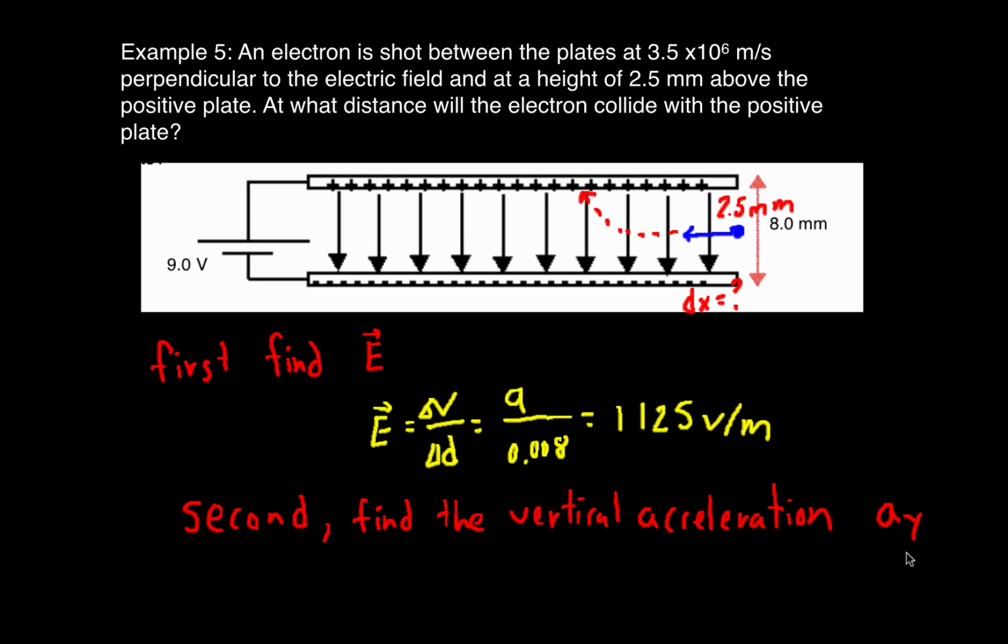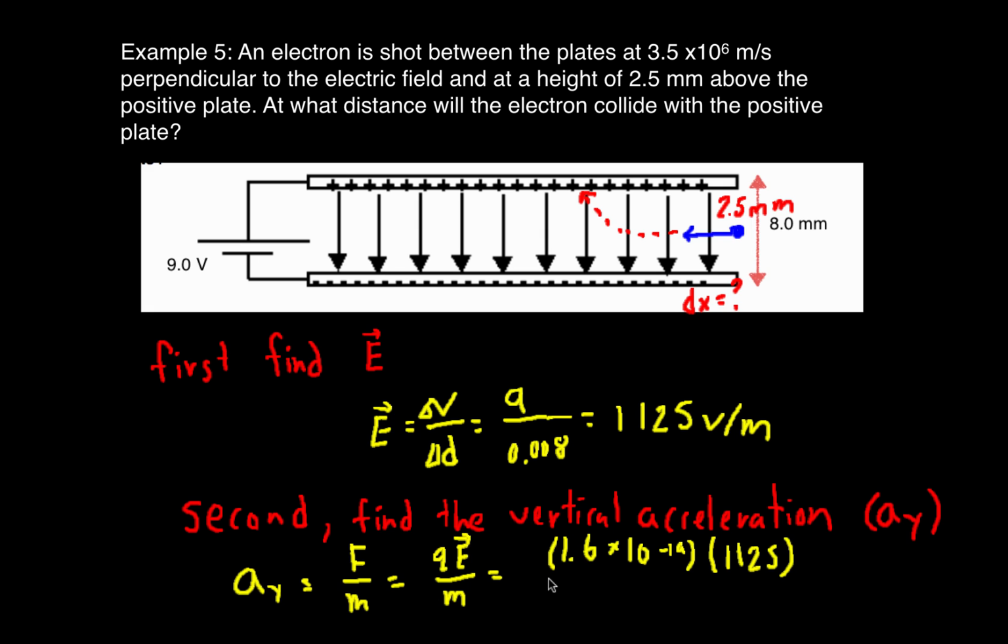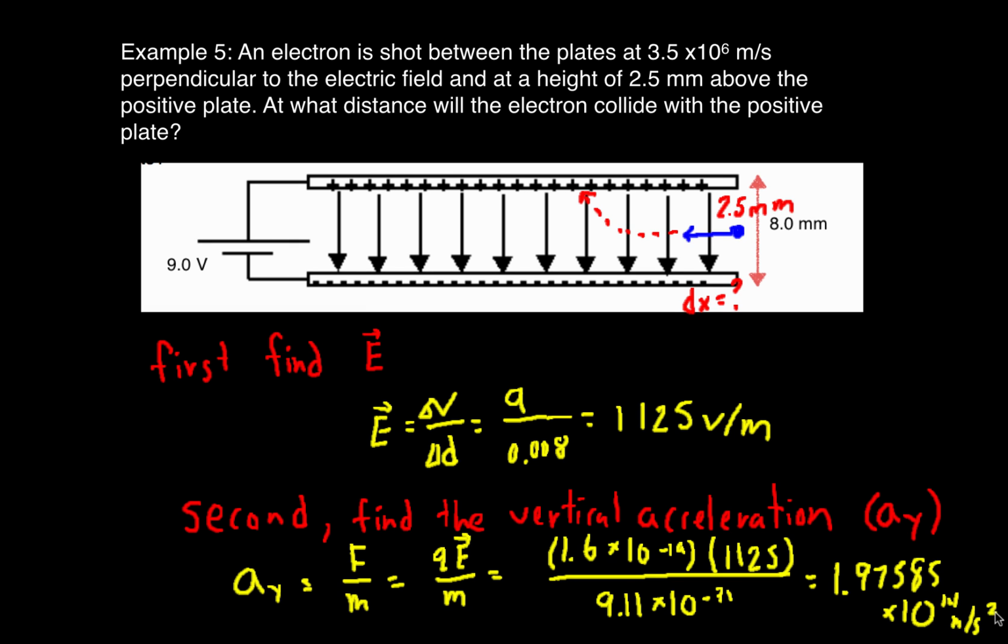Second, we need to find the vertical acceleration. This is the acceleration in the y direction. The acceleration in the y direction is equal to the force in the y direction divided by the mass of the particle, which is an electron. The force in the y direction, or the electrostatic force, is equal to the charge of the particle times the electric field. So this is equal to the charge of an electron, which is 1.6 times 10 to the negative 19 coulombs, times the electric field, 1,125, divided by the mass of an electron, which is 9.11 times 10 to the negative 31. This gives us an acceleration for our electron equal to 1.97585 times 10 to the 14 meters per second squared.